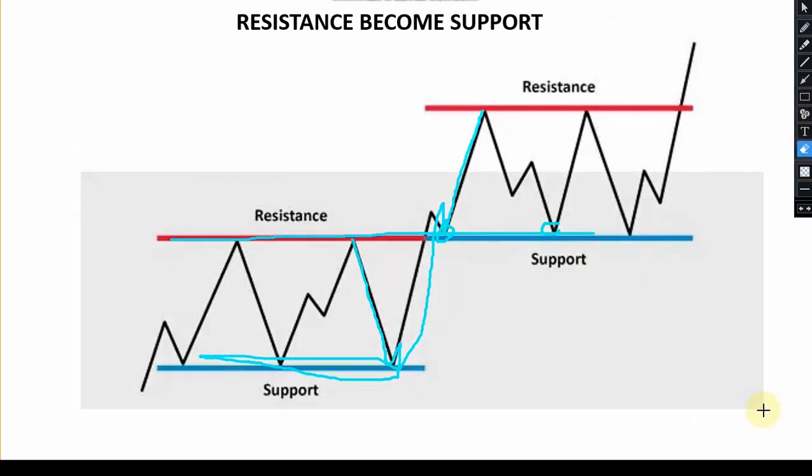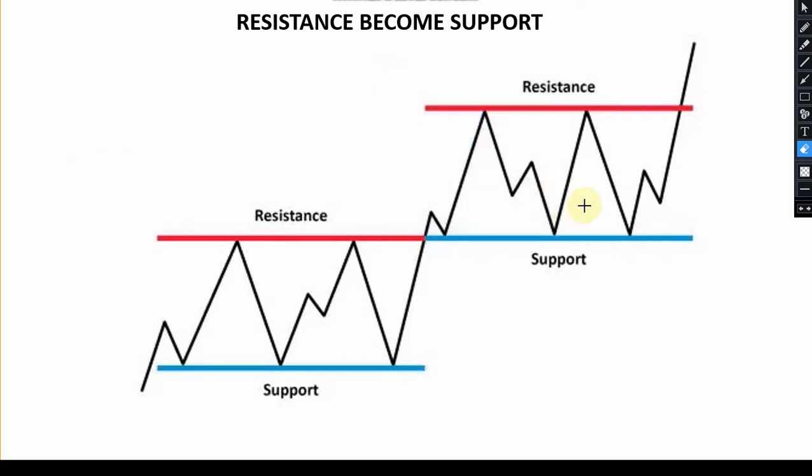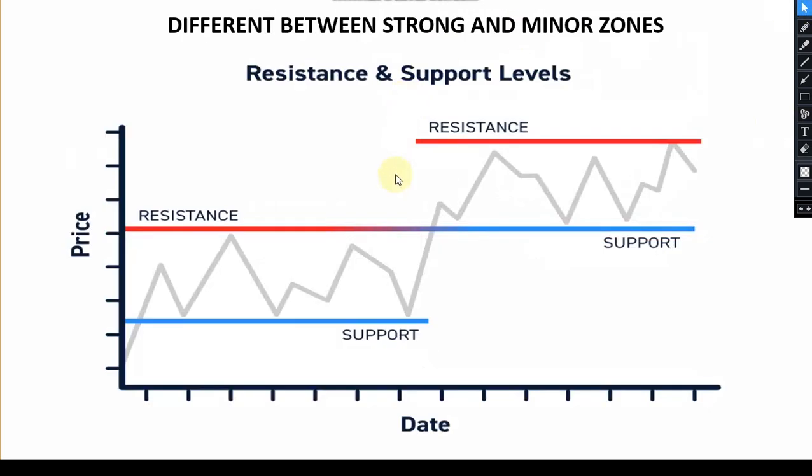So this is what we did at the previous part 1 of this very particular video lesson. The next thing we are also able to look at is the difference between strong and minor resistance and support zones. I will try to explain the difference. As the market came up to break above, what happened? It came back here to retest 1, retest 2, and retest 3.